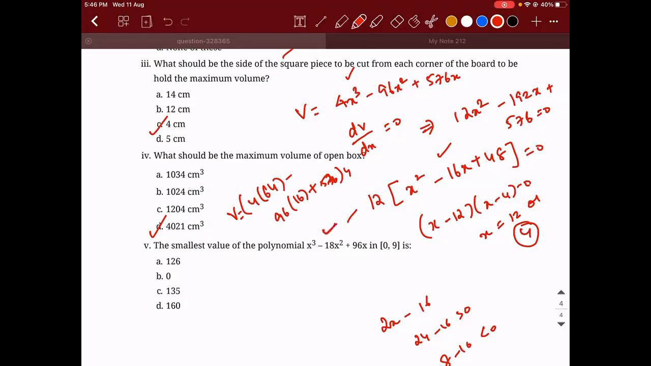The last one is the smallest value of the polynomial in 0 to 9, how much? So what you need to do is differentiate, find the values of x in between 0 and 9, and check the function value. Since 0 and 9 are in the closed bracket, check f of 0 and f of 9 also. Whichever is giving you the least value, that will be the answer. So if I'm not wrong, the answer should be 0. Yes, sir, 0.